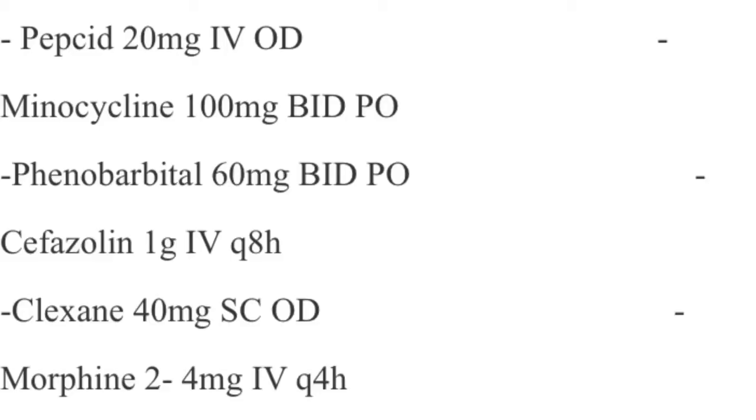Hi, my name is student nurse Mcdonald, and I'll be speaking about drug interpretation. The goal treatment for stroke is to commence it within 3 hours after onset. Mr. K's initial drug order goes as follows: Pepcid, 20 milligrams IV once daily, phenobarbital, 60 milligrams twice a day per oral, Clexane, 40 milligrams subcut once daily, minocycline, 100 milligrams twice a day per oral, cefazolin 1 gram IV every 8 hours, and morphine 2 to 4 milligrams IV every 4 hours.